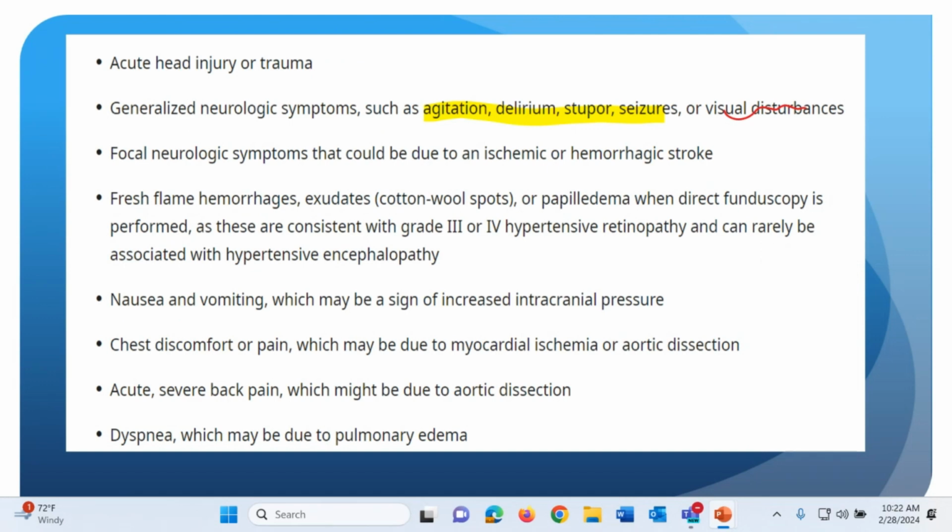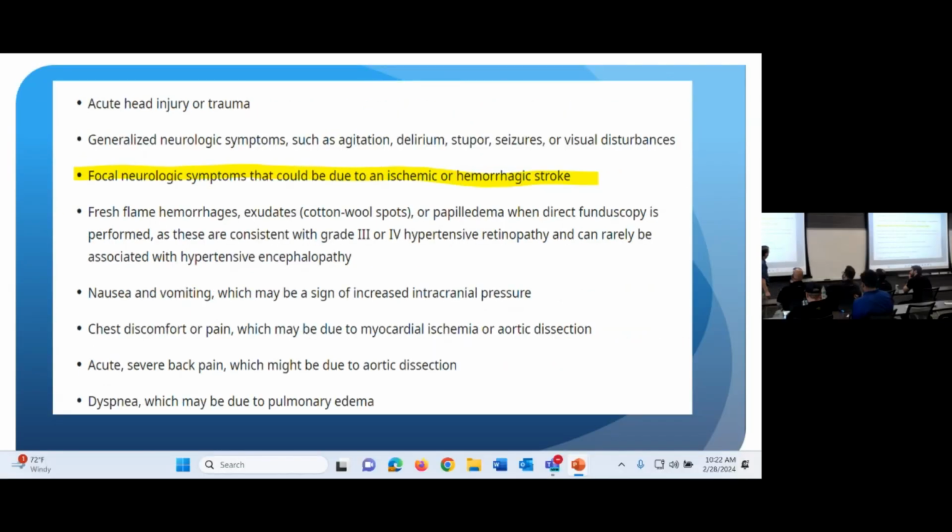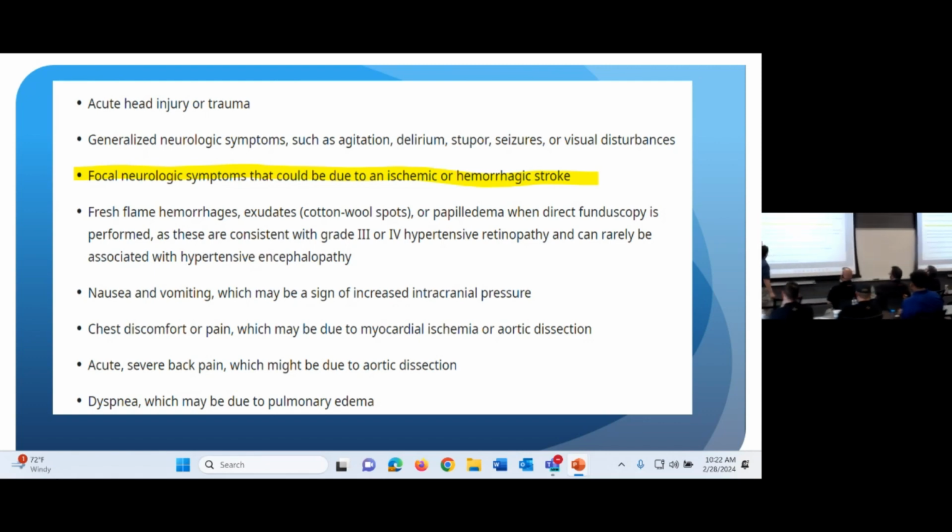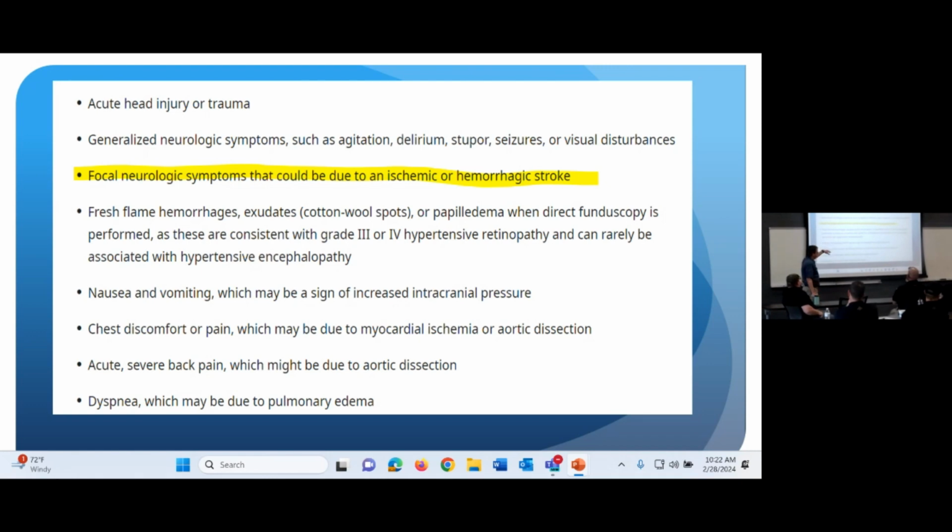We don't treat blood pressure. We don't lower it with labetalol, nicardipine, or anything. We want hypertension to save the brain. Hypertension, yeah, I like that. That's good. Sweet. Focal findings that could be due to ischemic or hemorrhagic stroke.